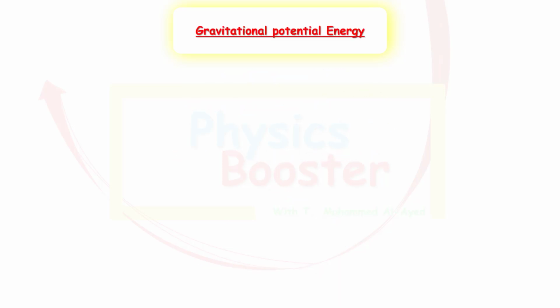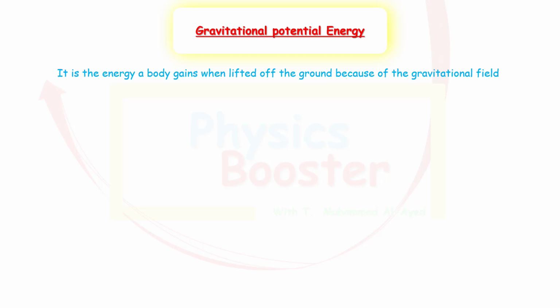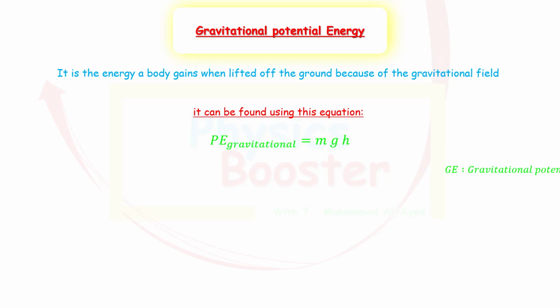The other form of energy we agree that we will be learning more about is the gravitational potential energy. It is the energy a body gains when lifted off the ground because of the gravitational field. So the gravitational field is what's giving this object energy. And it can be found simply by this equation. The potential energy is equal to mgh. It's very easy. So the kinetic energy is half mv squared and the potential energy is mgh.